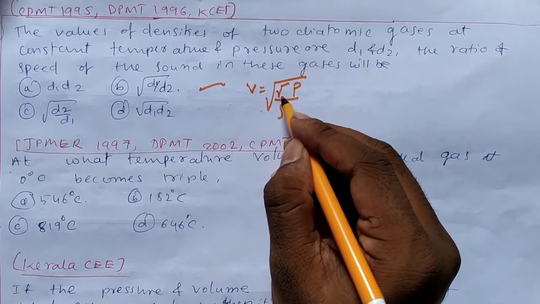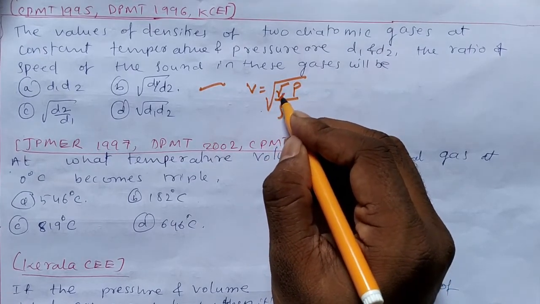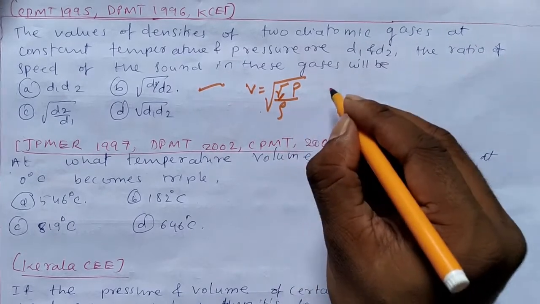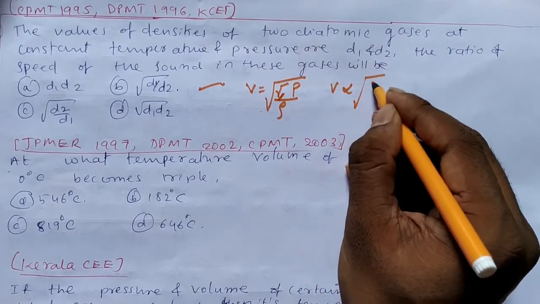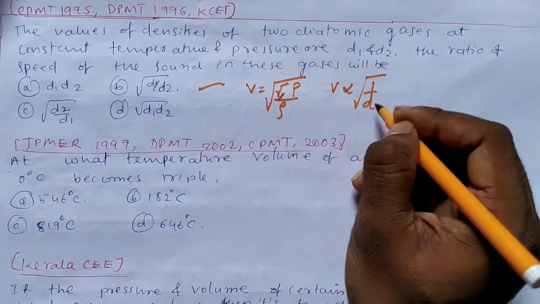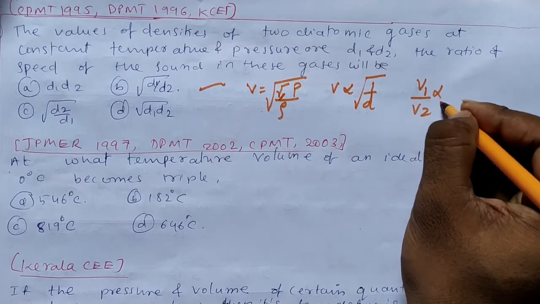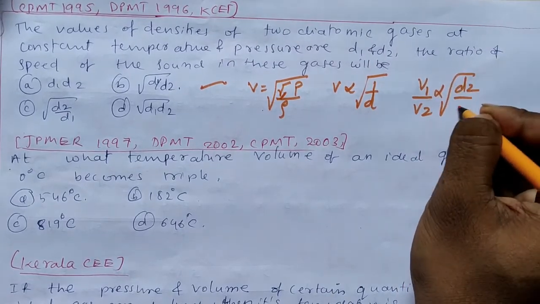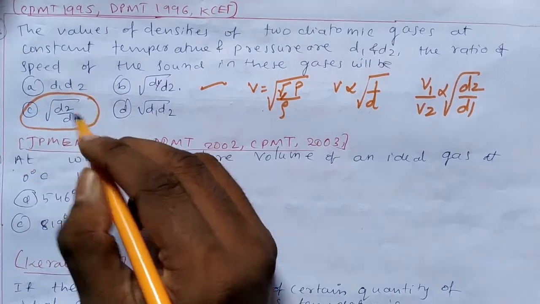Okay, remember this is the Newton-Laplace equation for velocity of sound through any medium. This is the Laplace correction. From this equation you can say that the velocity of sound in a medium is inversely proportional to the square root of the density. So the formula V1 by V2 happens to be root of d2 divided by d1. So the option is root of d2 by d1.